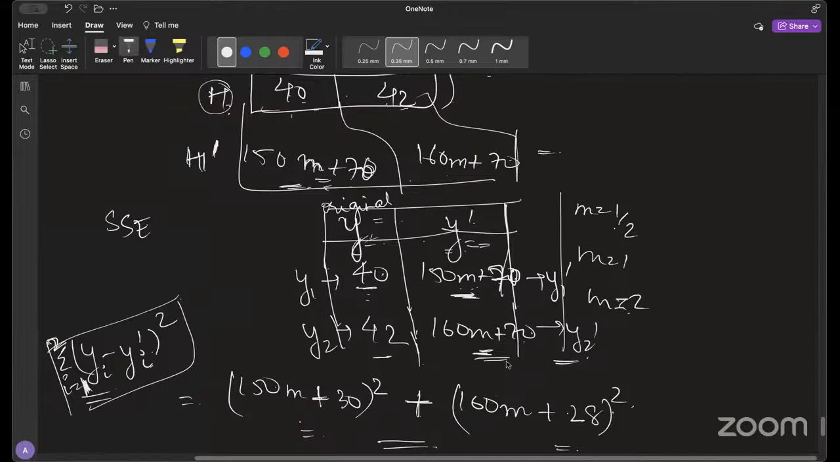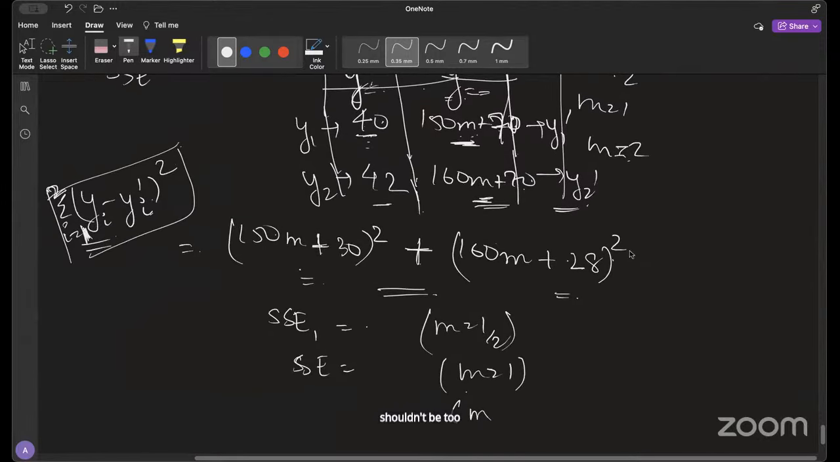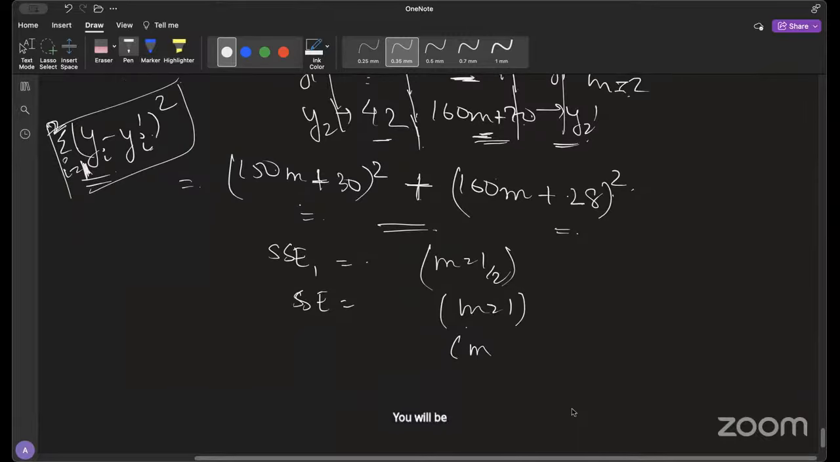Ma'am, is there a shortcut for this? The equation is too lengthy and too calculative. It shouldn't be too confusing. If there is no option given in the question, then how can we do it? Ma'am, can you repeat that? If there will be no option provided in the question, then how can we solve? You won't be given questions like that. You will be provided with options.